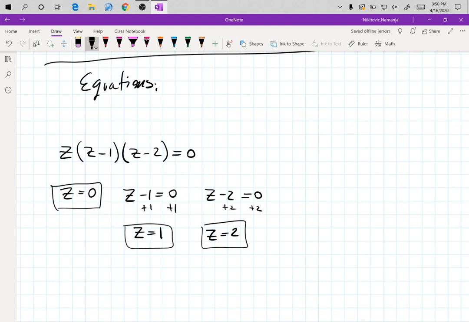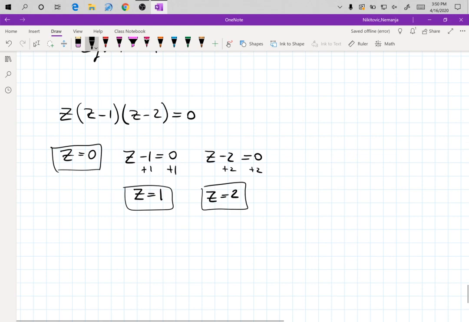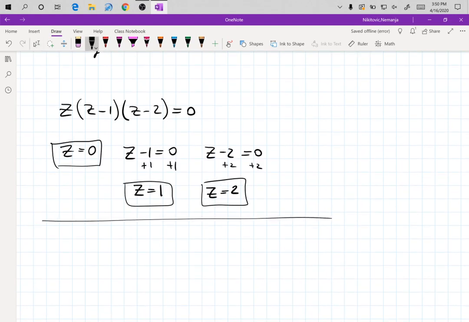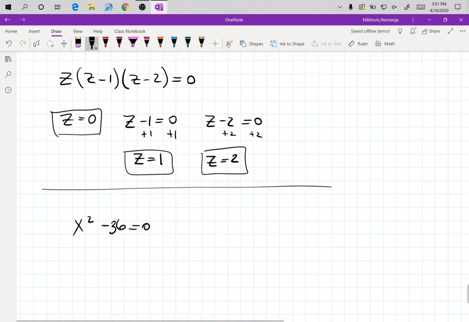We had z times z squared times z cubed, so that would convert into z cubed, and these would be the answers, the solutions. Let's see what else do we have. Something a bit more annoying. Actually, x squared minus 36 equal to 0. No. x squared minus 3x equal to 0. There we go.